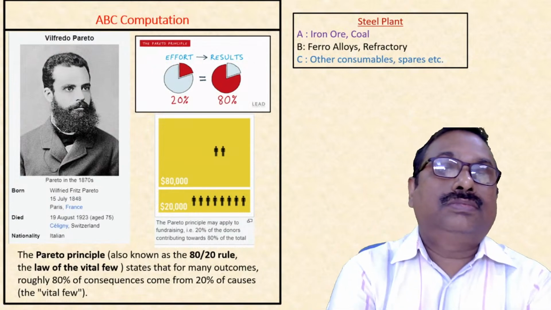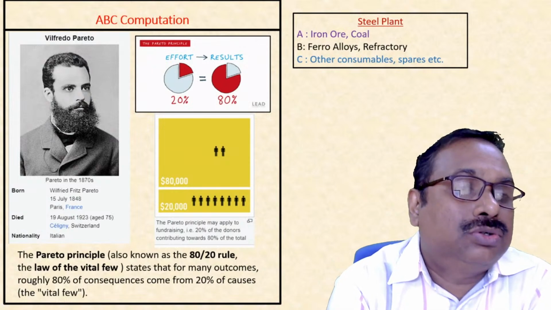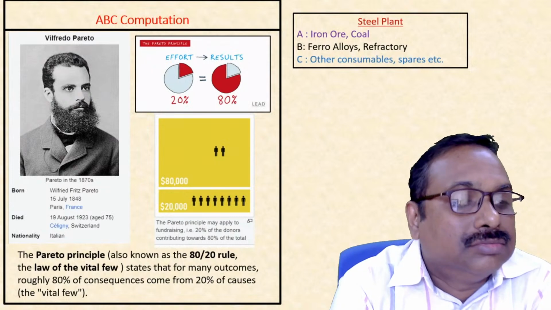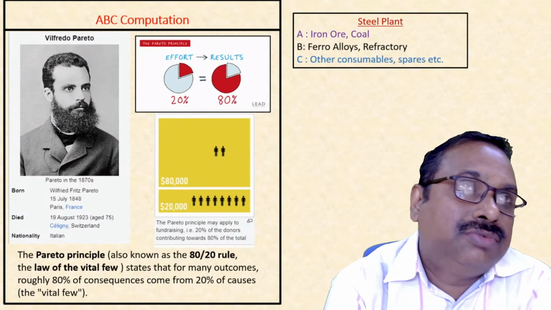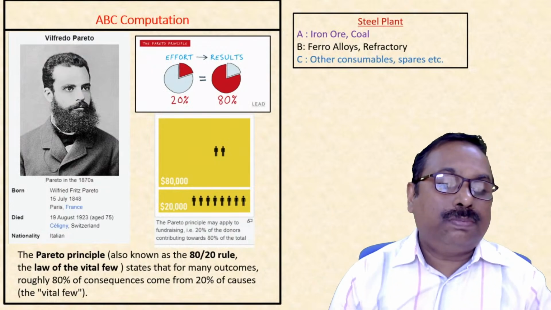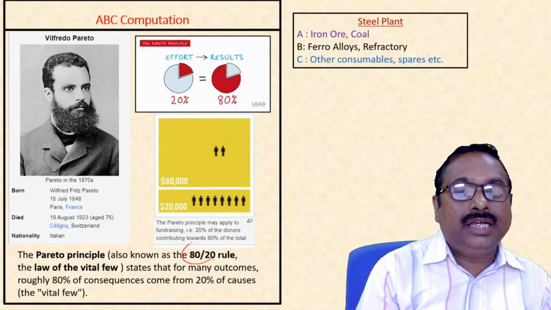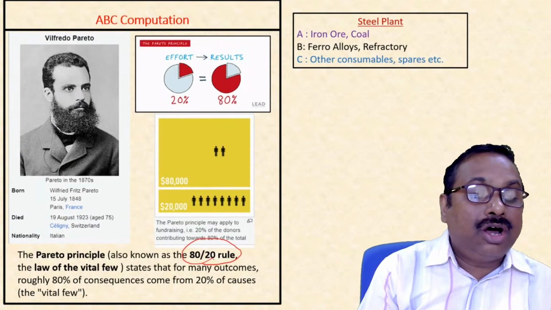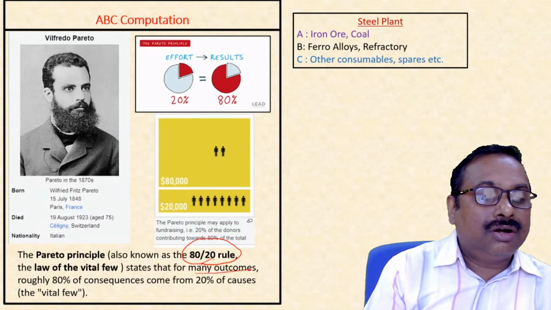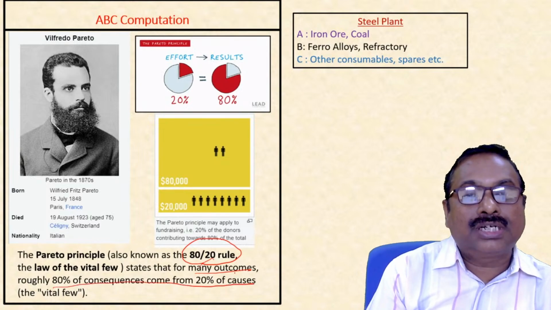Actually, it comes from Pareto's law. Pareto was born in France and was an Italian scientist, civil engineer, and economist. He died in Switzerland. This Pareto principle is known as the 80 by 20 rule, the law of vital few. It states that many outcomes, roughly 80% of consequences, come from 20% of causes.